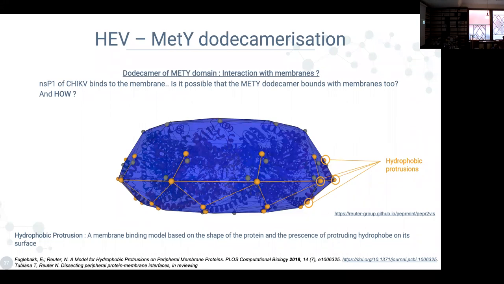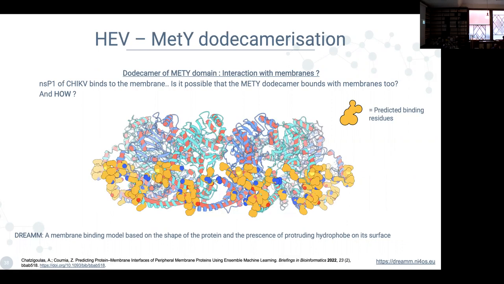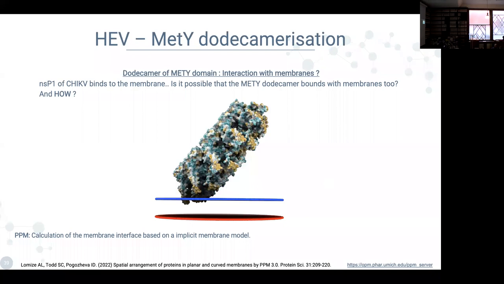I also tried another tool developed in the team of Zoe Cornia called DREAM. And the residue list that I got for the prediction of the membrane interface was in the same position as well on this exposed area. And of course, maybe the reference that everyone should use as well to check. Oops, sorry, spoiler. It was OPM, the PPM server, which uses an implicit membrane model to calculate the orientation of the protein above a membrane.